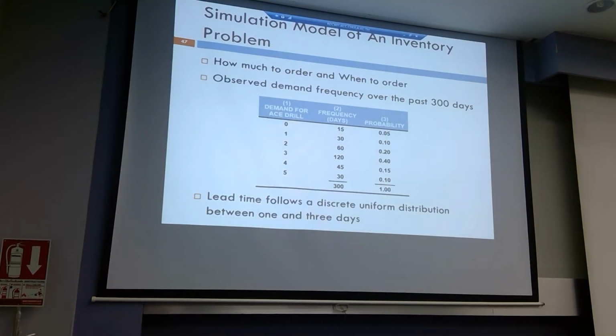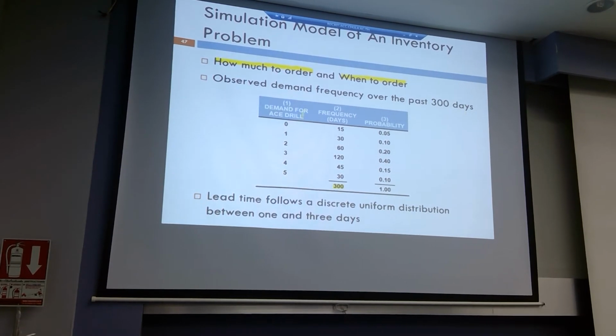Okay, so for the inventory problem, as you're familiar with in supply chain management, we're basically looking for answering the question, how much to order and when to order. So we're gonna try to answer that. And we need to simulate the demand. So again, we take a look at the historical data for the demand. This is the demand for the SBREW, so only 0 to 5 for each day. We collect the data for 300 days, so we get the probability distribution.